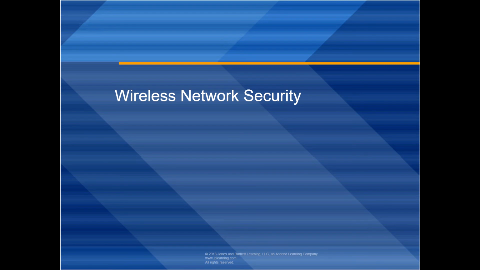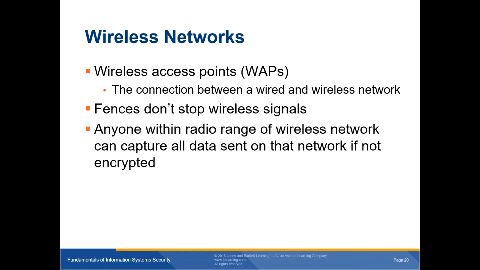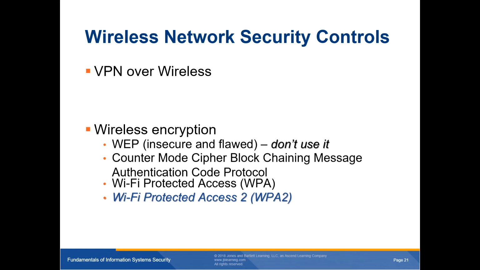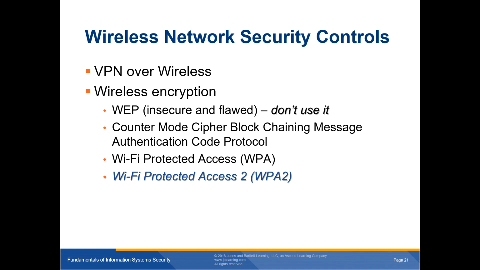Wireless network security. First of all, you have to understand they use wireless access points, which are called WAPs, the connection between a wired and a wireless network. Fences or anything else won't stop a wireless signal. Anyone within radio range of a wireless network can capture all the data on that network if it is not encrypted. Some of the security controls are VPN over wireless, and then we have a whole host of different wireless encryption methods.